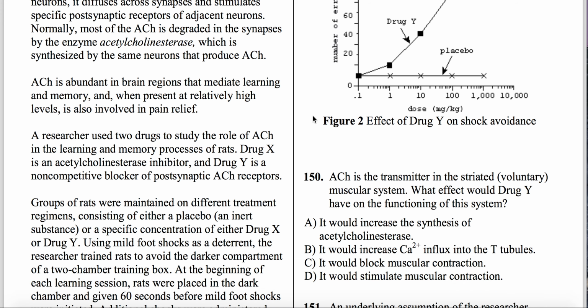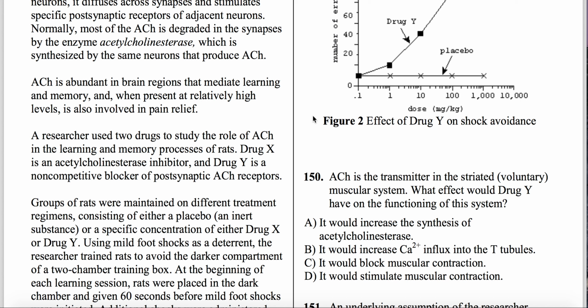Acetylcholine is abundant in brain regions that mediate learning and memory, and when present at relatively high levels, is also involved in pain relief. Our researchers used two drugs to study the role of acetylcholine in the learning and memory processes of rats. Drug X is an acetylcholinesterase inhibitor, and drug Y is a non-competitive blocker of postsynaptic acetylcholine receptors.